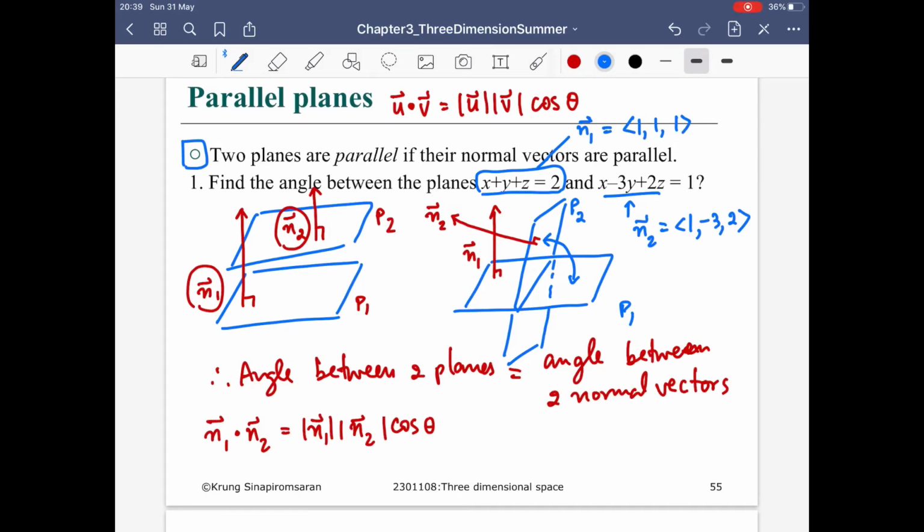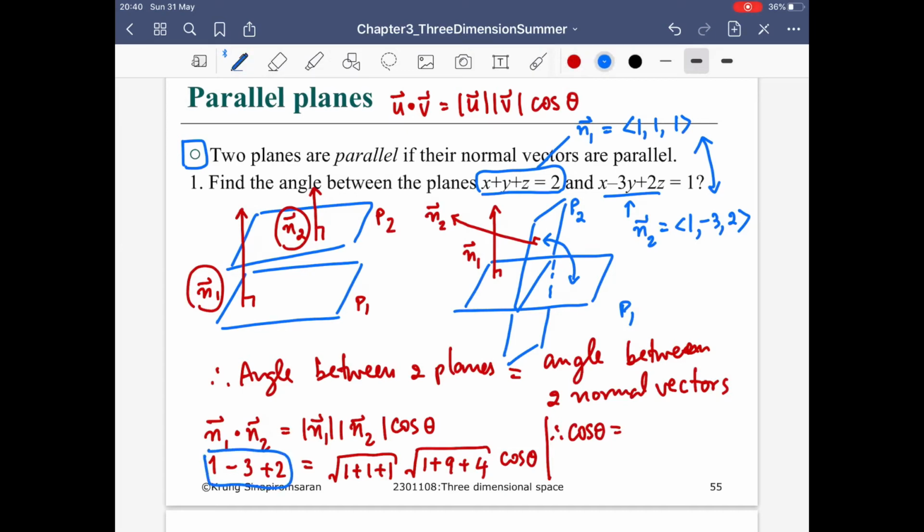So it means that if you need to do a dot product between these two, you have 1, -3, 2. Then the length of the first one is the square root of 1, 1, 1, and the length of the second is the square root of 1, 9, 4, and then cosine of theta. So right now, your cosine of theta happens to be what?